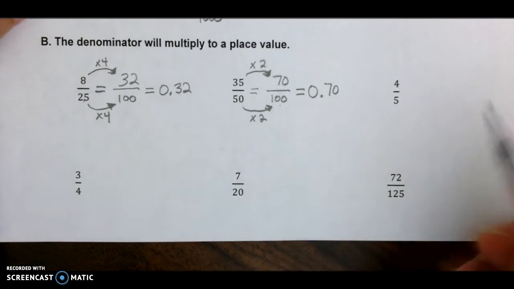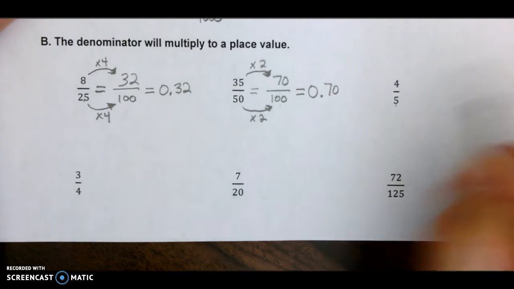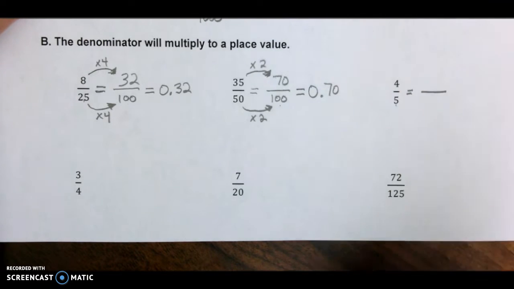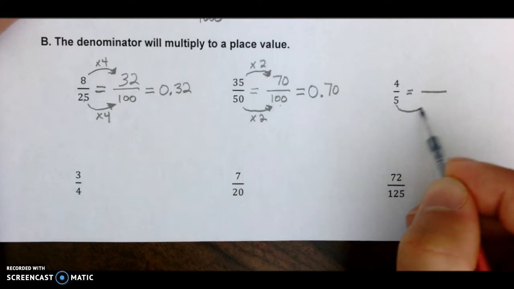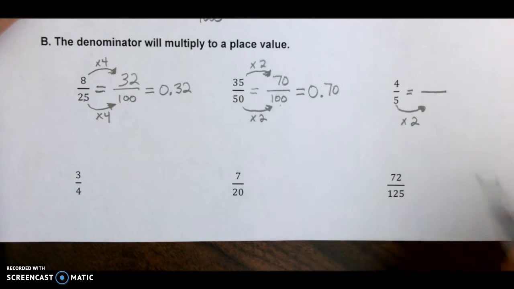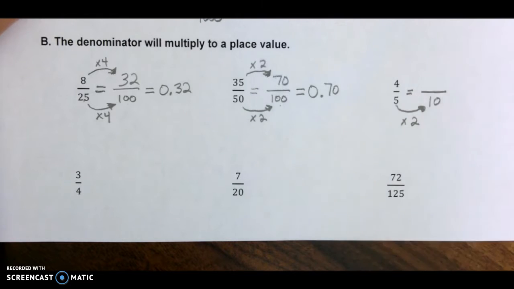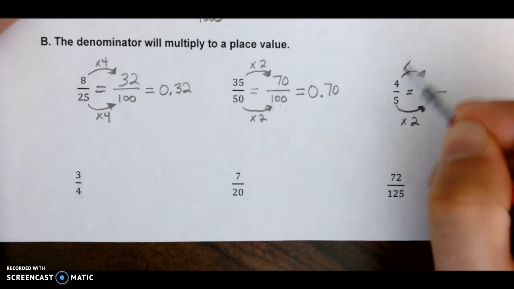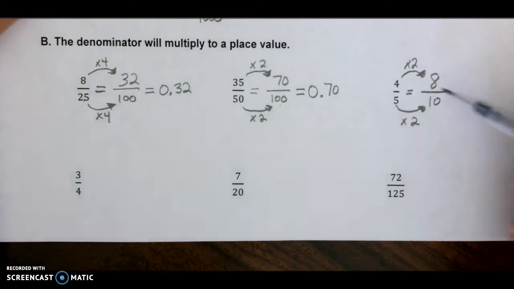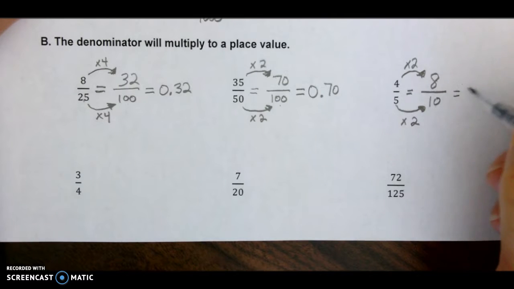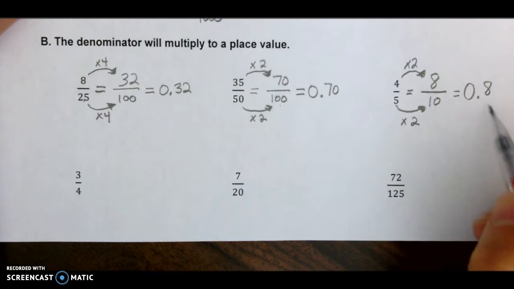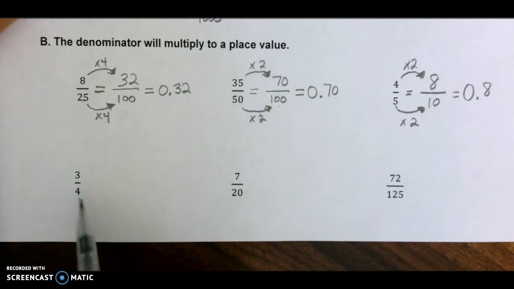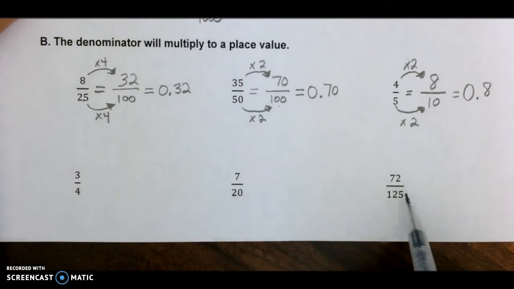4/5 is my next fraction. Fifths is not a decimal place value, but again, I can multiply that into a decimal place value. If I do 5 times 2, for example, 5 times 2 is 10, and tenths is one of my place values. Now I'll do the same thing to my numerator. 4 times 2, I get 8, and so I have to make 8 tenths into a decimal, which again is 0.8. Tenths place being 1 to the right of the decimal point. I encourage you to try that for 3/4, 7/20, and 72/125ths.